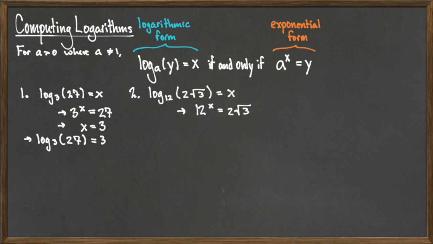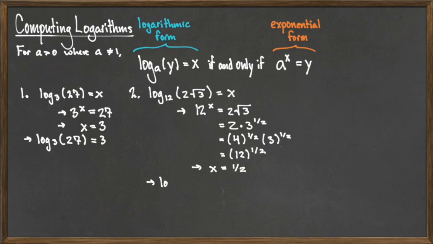I'm going to rewrite the square root of 3 as 3 to the 1/2. Also realize that 2 I can replace as 4 to the 1/2, because when I take the square root of 4, I get a 2. Now since I have a product and two terms raised to the same exponent, I can multiply them inside and bring that power of 1/2 to the outside. That is, I can rewrite this expression as 12 to the 1/2. This means that 12 to the x equals 12 to the 1/2 can only result in x equaling 1/2. Therefore, log base 12 of 2 times the square root of 3 is equal to 1/2.